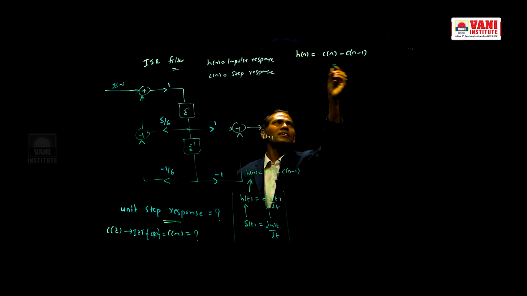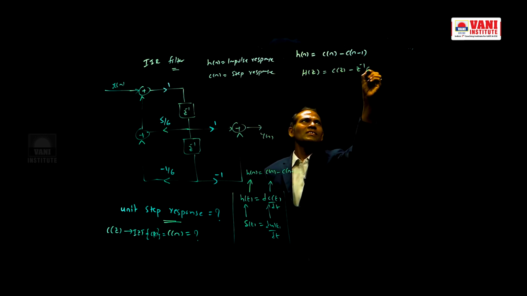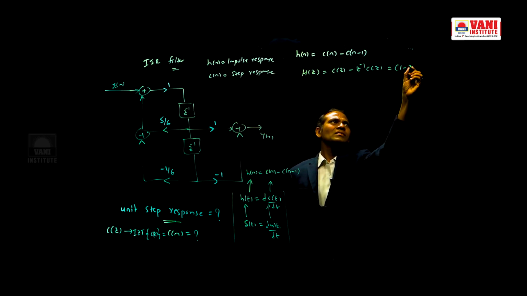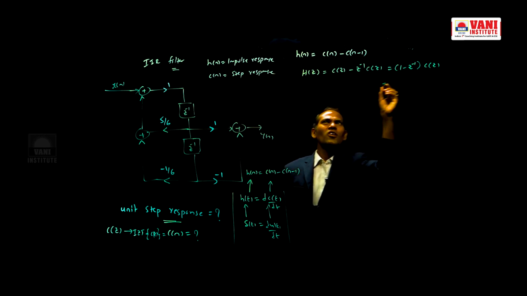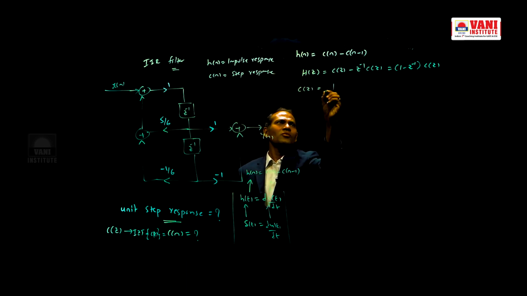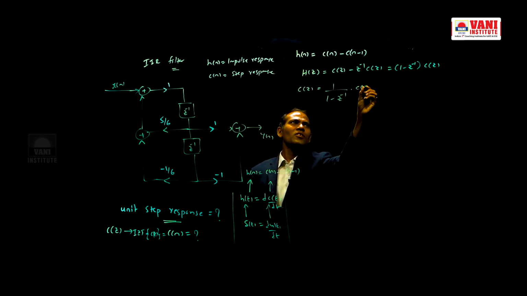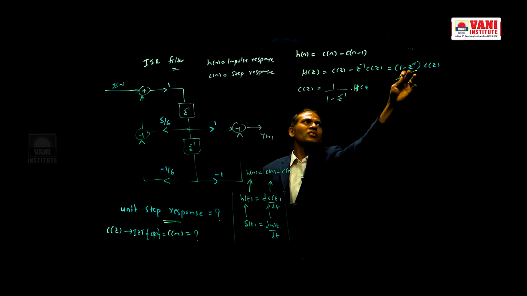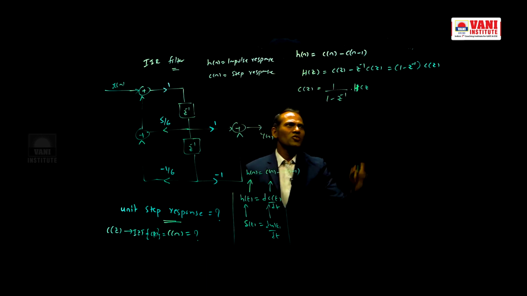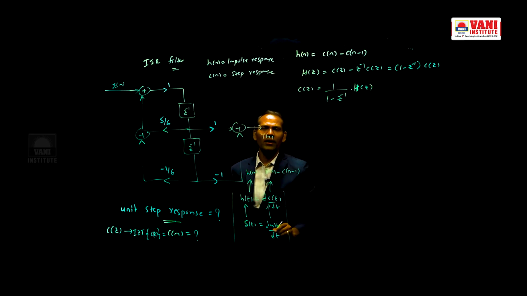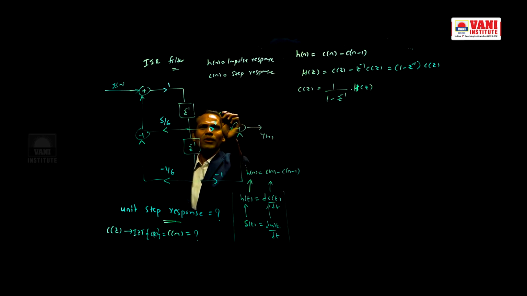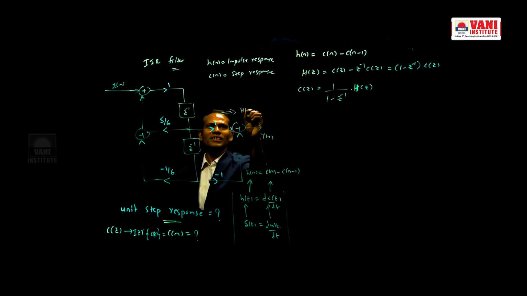So if you apply the z transform, it will be like this. Here I need C(z). So C(z) will be equal to H(z) into 1 by 1 minus z inverse. We are finding C, so take this to the other side. From this we can write H(z) very easily for this one.